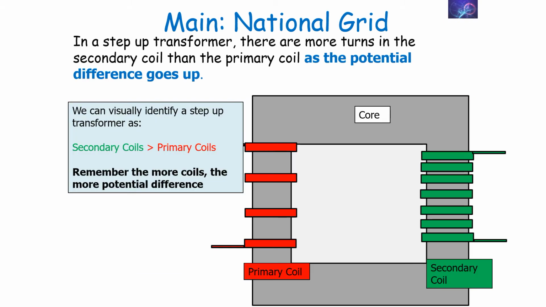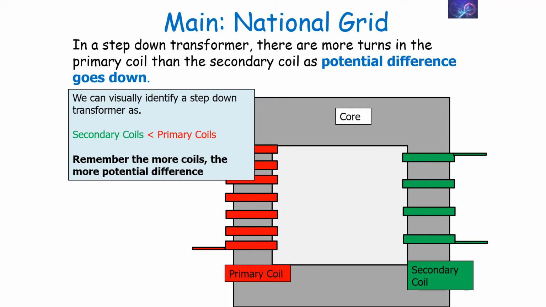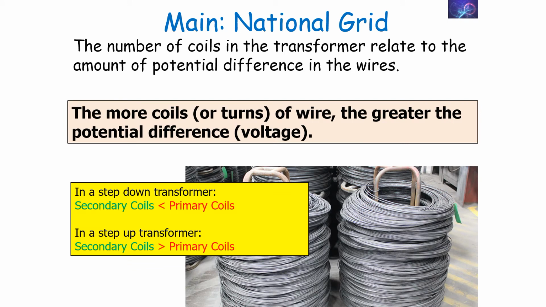Now in a step-up transformer, there are more turns on the secondary coil than the primary coil, as there's a greater potential difference on the secondary coil compared to the primary. So if you see more turns on the secondary coil compared to the primary coil, it is a step-up transformer. Whilst for a step-down transformer, there are more turns on the primary coil as opposed to the secondary coil, because the potential difference decreases in a step-down transformer, so you have fewer turns in your secondary coil. Now remember, the more turns in your coil, the more potential difference. So just remember, in a step-down transformer, there are more turns on the primary than the secondary, but in a step-up transformer, there are more turns on the secondary than the primary.